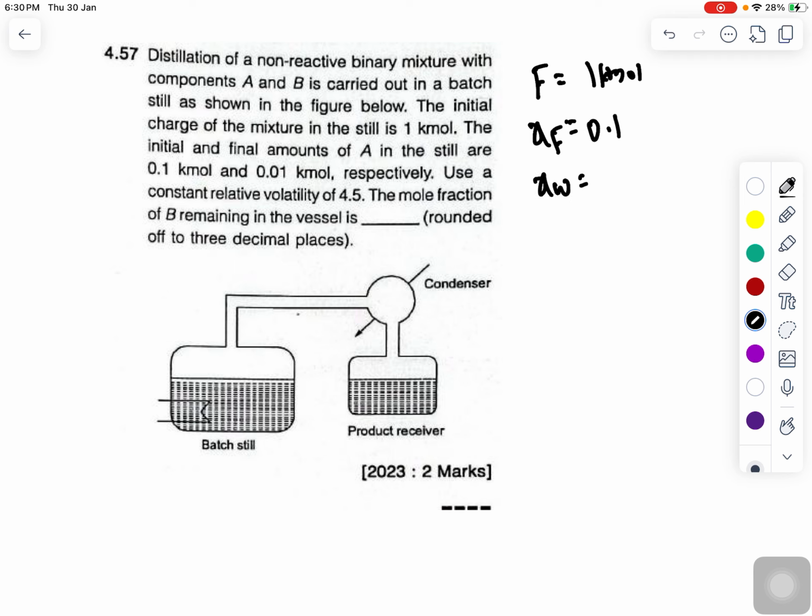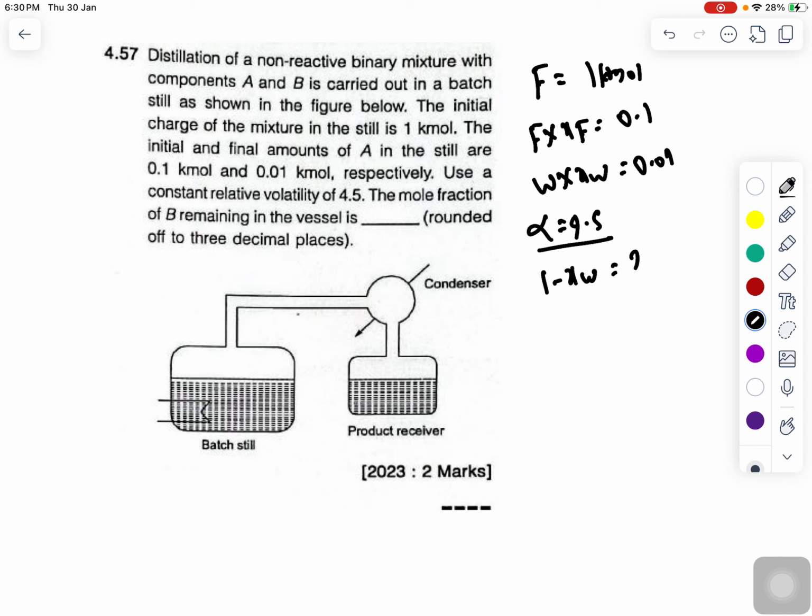Is that clear? So directly I can write here F into XF, that is given as 0.1, and W into XW, that is given as 0.01, right? So use constant relative volatility. Alpha is also given, that is 4.5. You are supposed to calculate the mole fraction of B in the remaining mixture. That means 1 minus XW is equal to what?